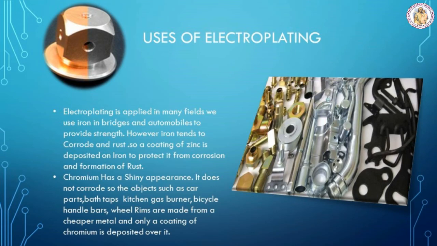Chromium has a shiny appearance. It does not corrode. It resists scratches, but chromium is expensive and it may not be economical to make the whole object out of chromium. So, objects such as car parts, bath taps, kitchen gas burners, bicycle handlebars and wheel rims are made from a cheaper metal and only a coating of chromium is deposited over it.